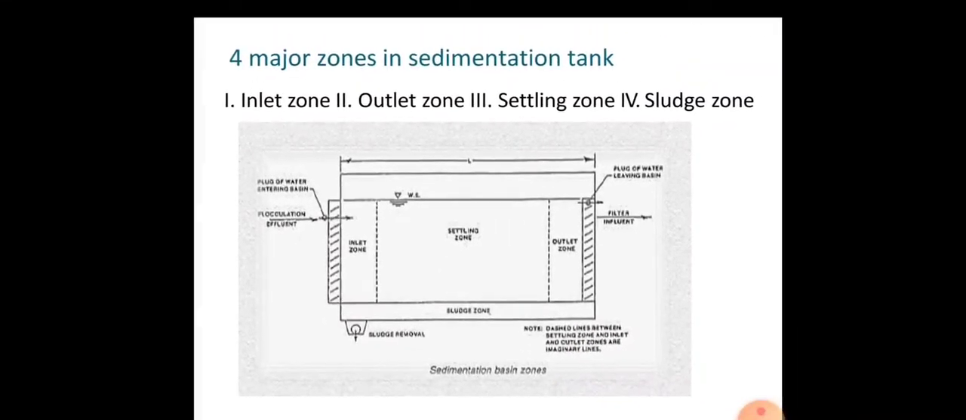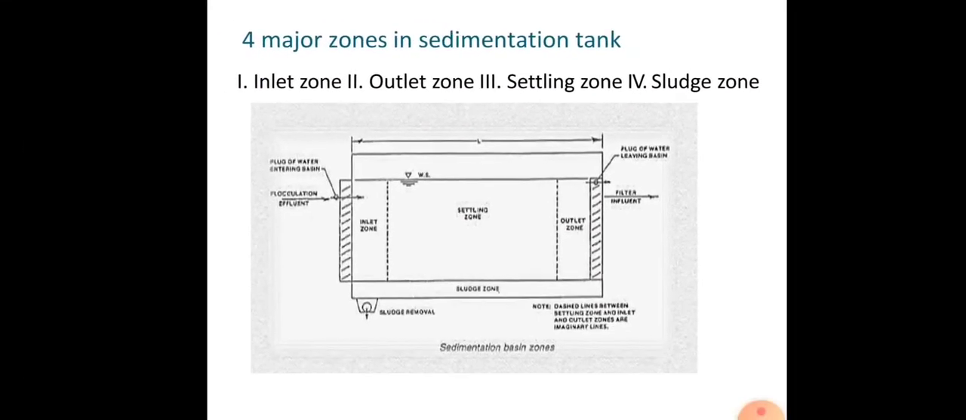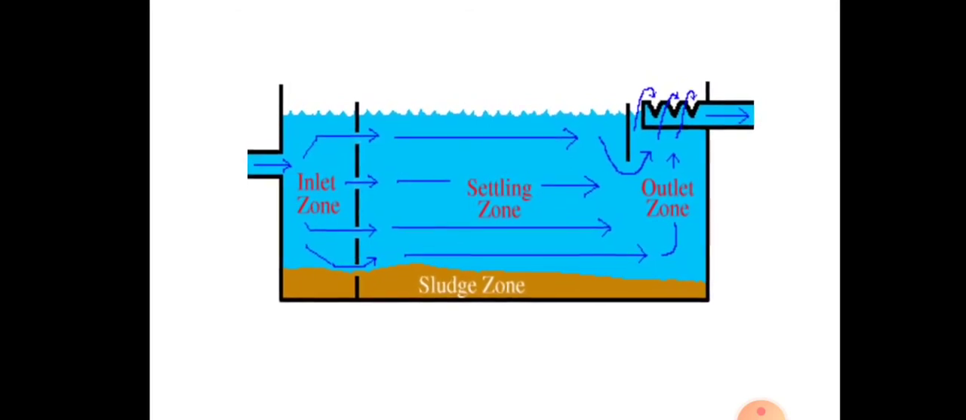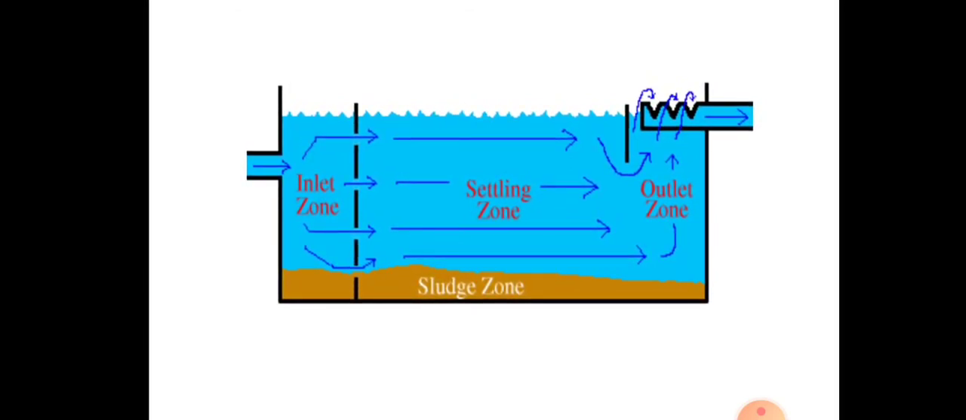These are the 4 major zones in a sedimentation tank. Here you can see there is another figure which shows all the zones. You have the inlet zone at the entrance. Then in the middle region there is a tranquil region, we call it the settling zone. At the bottom the sludge zone, and then you have the outlet at the other end.